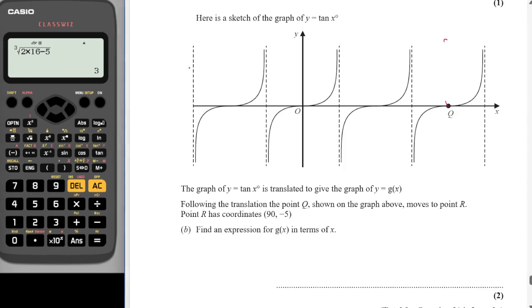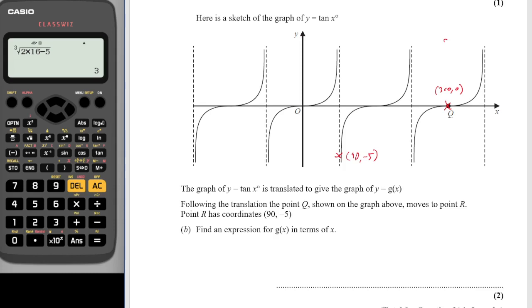Okay, well, if we imagine this point for a start, this point is going to be at (360, 0). So if that point has moved to coordinate R, which is going to be (90, -5), so somewhere in the region of, let's say there, 90, minus 5. So in effect, our x value has been moved by 270 degrees.